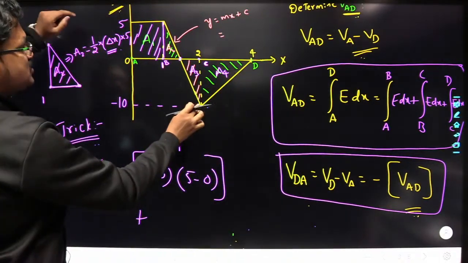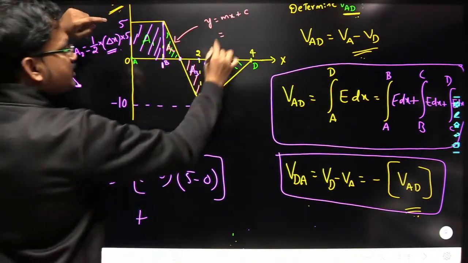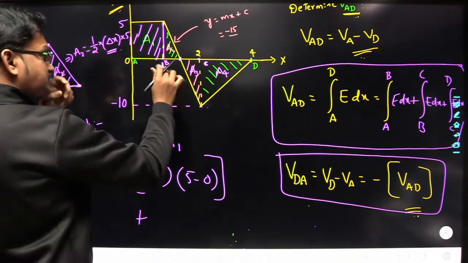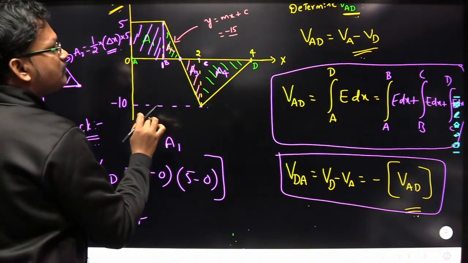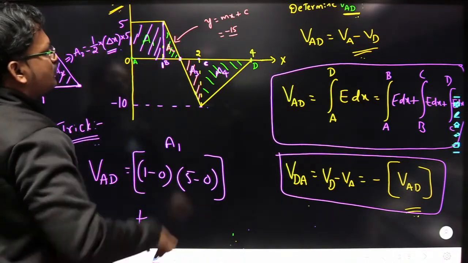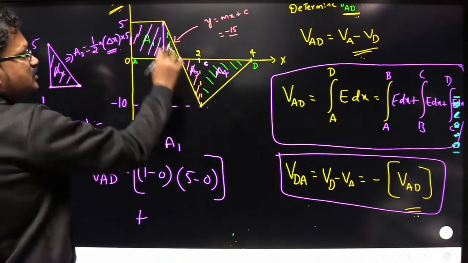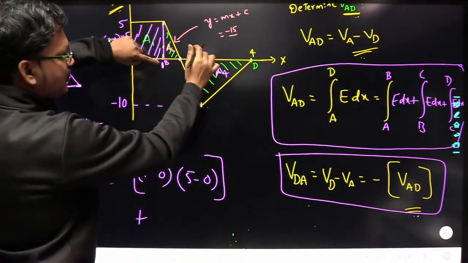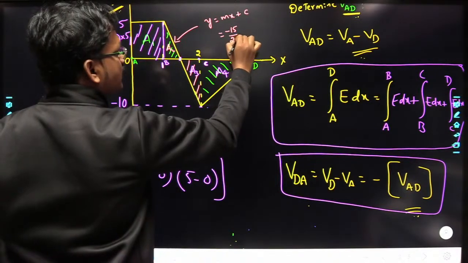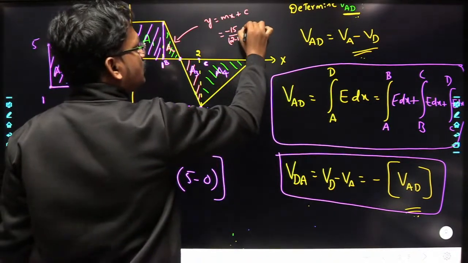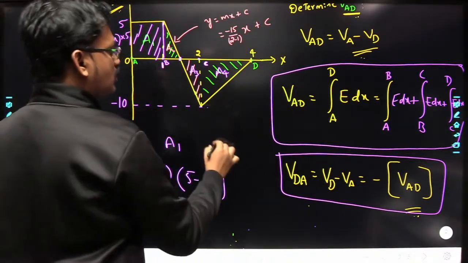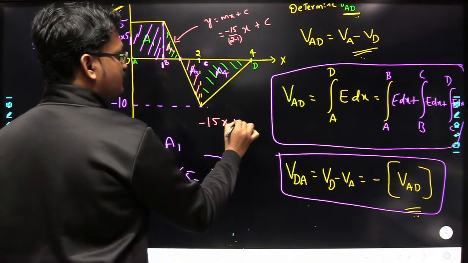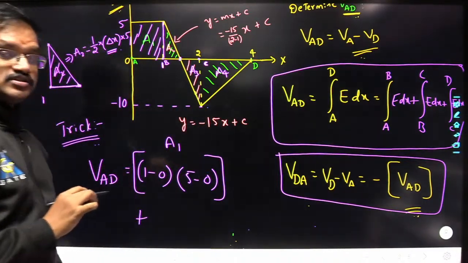minus 10 minus 5. Yes or no? Minus 10 minus 5, that is minus 15, divided by, here it is 1 and here it is 2, so that is 2 minus 1. So minus 15 by 2 minus 1. So this is the slope into X plus C, right? Okay, so what we got here? We got minus 15 by 2 minus 1 is 1, so minus 15x plus C. So this is the equation of the line we got.